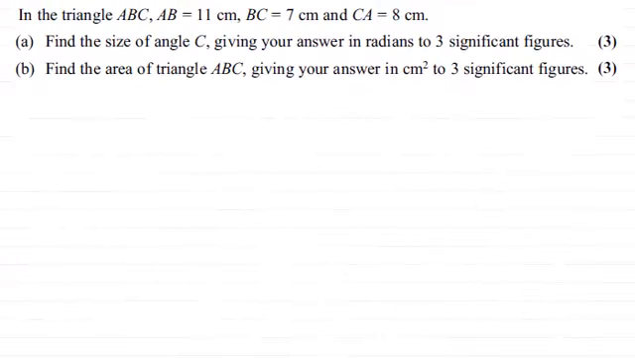Hi there. Now in this question we're told that in the triangle ABC, AB equals 11 centimetres, BC equals 7 centimetres and CA equals 8 centimetres. And in the first part we've got to find the size of the angle C, giving your answer in radians to 3 significant figures for 3 marks. And then we go on to find the area of the triangle ABC, giving your answer in centimetre squares to 3 significant figures, again for 3 marks.